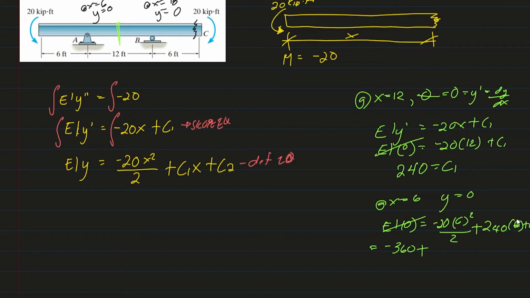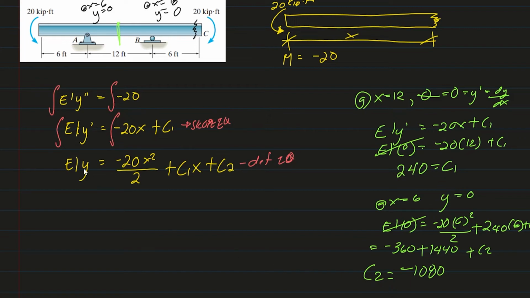Oh, 1440 pala, no? Oh, 1440. So, negative 360 plus 1440 plus C2. So, simplify na lang natin. Ilipat yung dalawang to sa kabila. C2 would be equal to negative 1080. Okay? So, that is the values of C1 and C2.